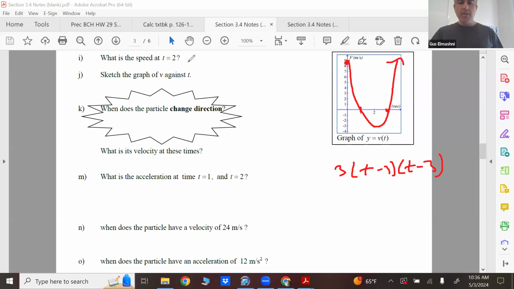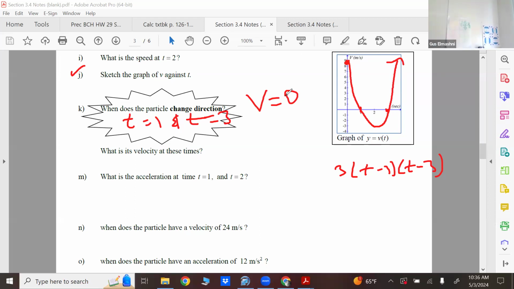Correct. So sketch is done. When does it change direction? At t equals 1. So basically when velocity equals 0. Because think about it. If I'm walking this way, if I want to change direction, do I have to stop? Yeah. I have to stop and then turn around, then walk again, right? So you have to stop before you change directions. That'd be physically impossible otherwise. And what's the velocity? 0, of course.